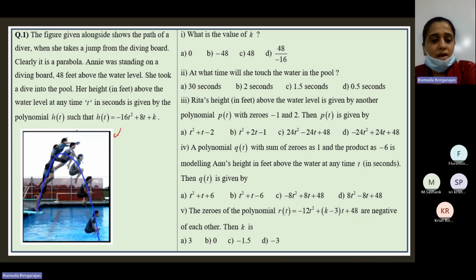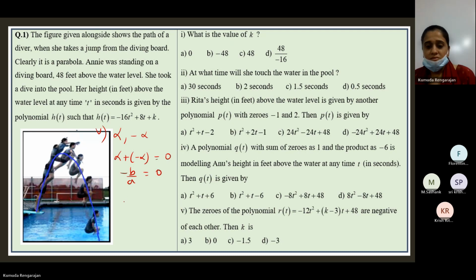So let the zeros be alpha and minus alpha. So alpha plus minus alpha, what is it? 0. The sum of the zeros. So that means minus b by a is equal to 0, because the sum of the zeros is minus b by a. So minus b by a, that is minus k minus 3. It is in the standard form.